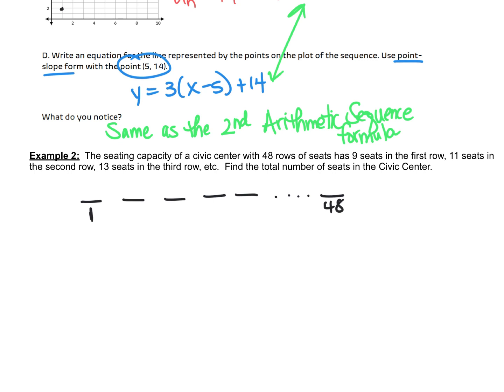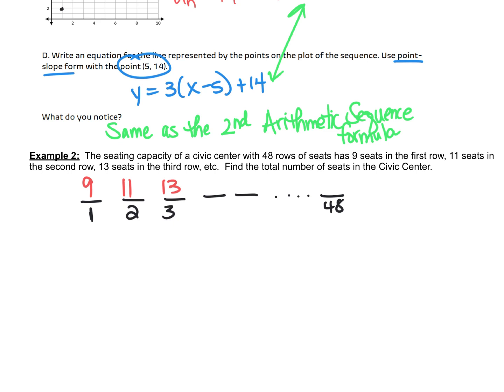In row 1, how many seats did we have? We had 9. In row 2, we had how many? 11. And in row 3, we had 13, and the process continues. Okay? So is it increasing at a constant rate? Sure. Okay, so that means it's definitely linear, all right, whatever we're looking at.